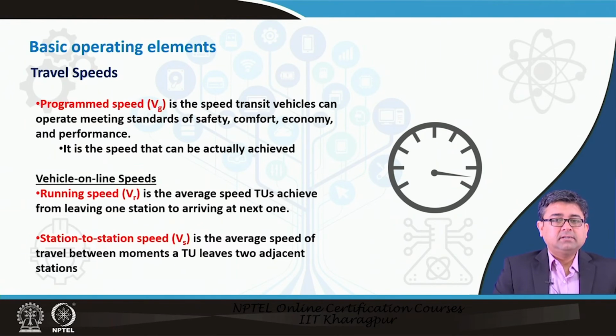The next is the station to station speed. Now, this is the average speed between the moments a TU leaves two adjacent stations. So, what would be included in this? Included would be the time taken to stop at the station. When the vehicle stops at the station, the speed is usually 0. So, this will be taken into consideration in the station to station speed.